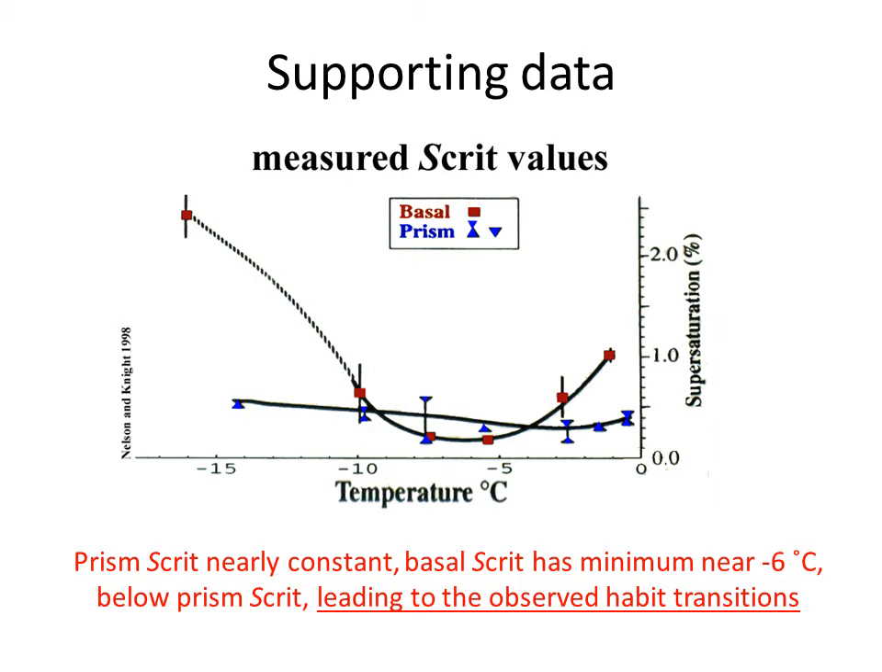So as Knight and Frank had argued, there are two crossing points, and these are at the tabular columnar transitions. So above -4, the prism S-crit is lower. Between about -4 and about -9 and -10, the basal S-crit is lower, and then below -9, -10, the prism is again lower. So, in short, experiment agrees with theory, but also we find that the real culprit here is the basal phase.